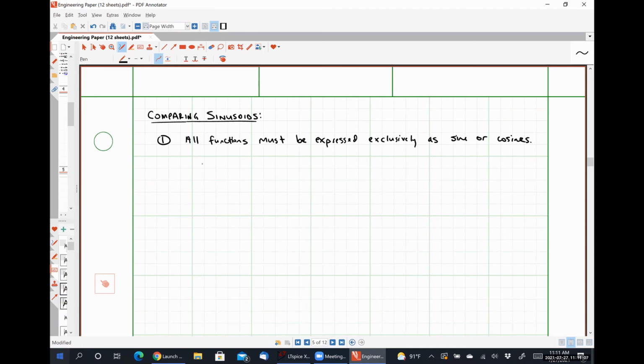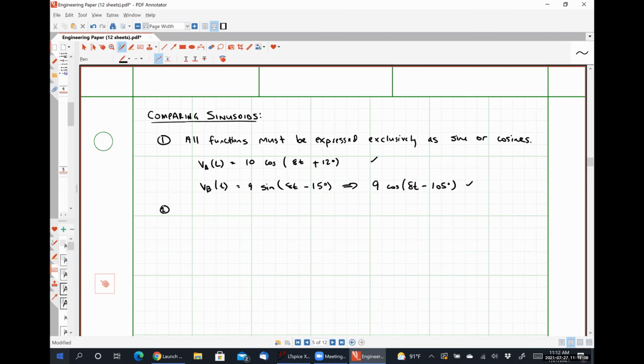So that means if I want to compare, let's say that I had VA of t equal to 10 cosine 8t plus 12 degrees, and VB of t was 9 cosine 8t minus 15 degrees. In order to make a comparison between these two, I would need to either convert the cosine function to a sine function, or convert the sine to a cosine, right? They have to be matched. So we have a cosine function and a cosine function, so that would now work.